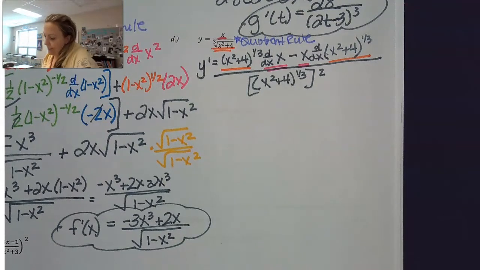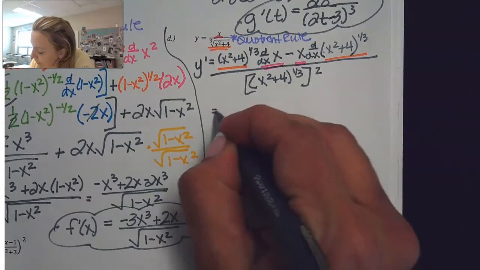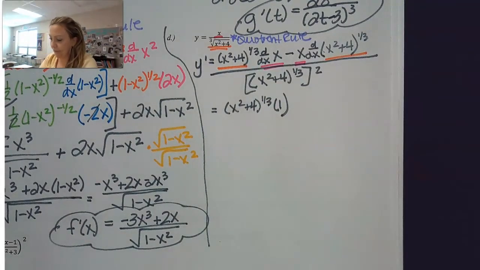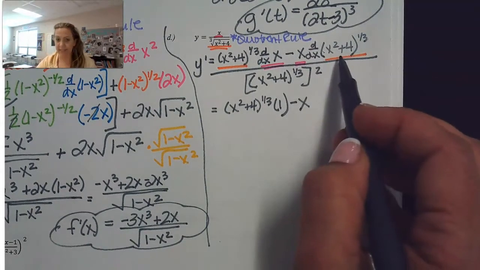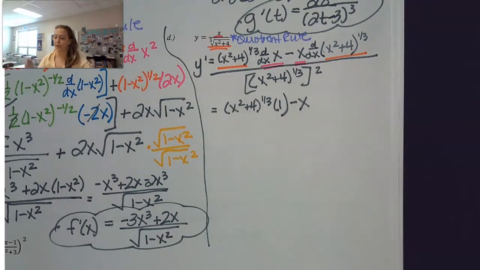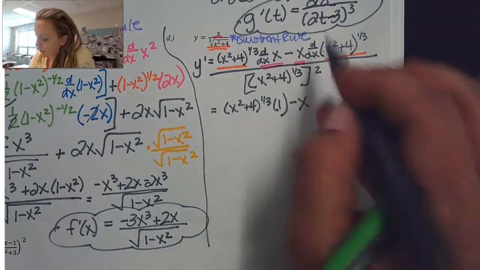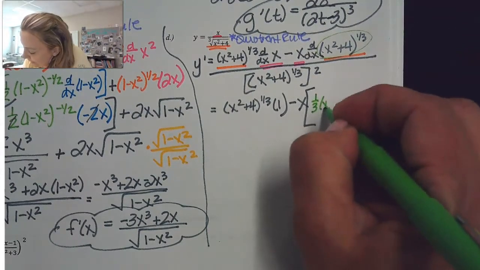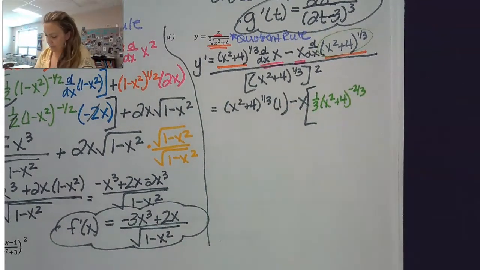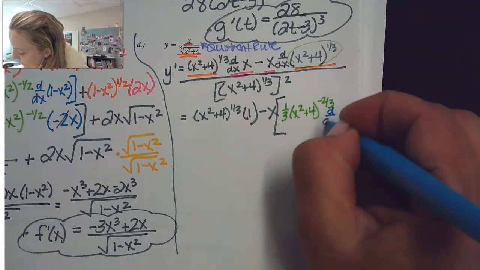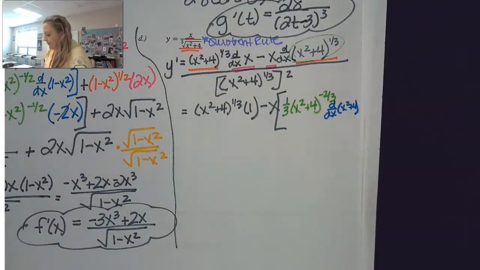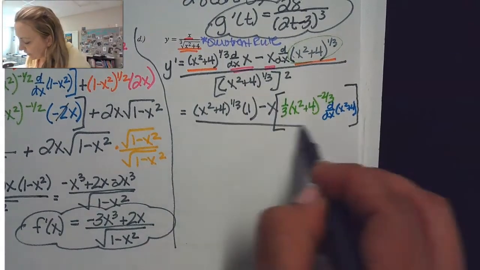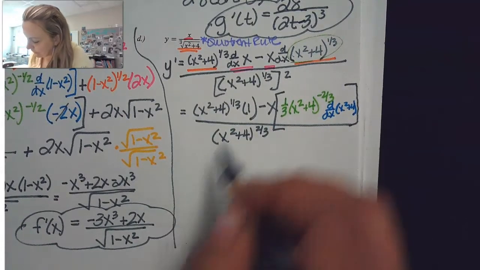So let's try to do a little bit with this. So I have x squared plus 4 to the 1/3, and now I want the derivative of x. That's nice. That's just 1. Okay. Minus x, and now I want the derivative of this. Uh-oh, we've got a function raised to the 1/3 power. So we're going to have to use the chain rule. So we're going to want the derivative of this whole function. So that's going to be 1/3 x squared plus 4 to the negative 2/3. And then we want to multiply that by the derivative of x squared plus 4. Okay. Oh, and then still over, and then I'll just write this as x squared plus 4 to the 2/3.